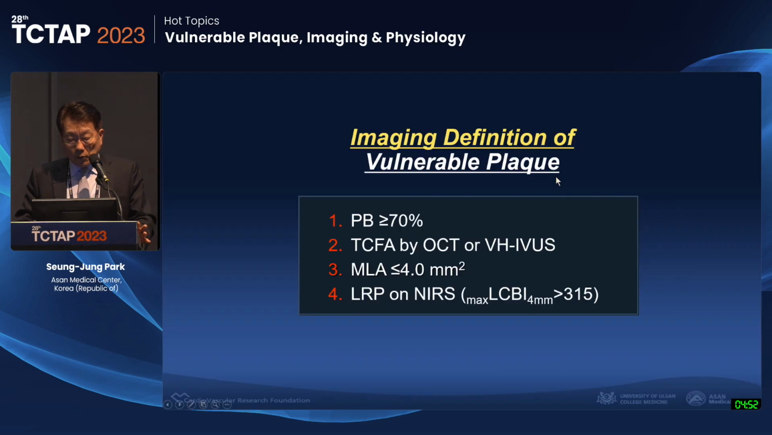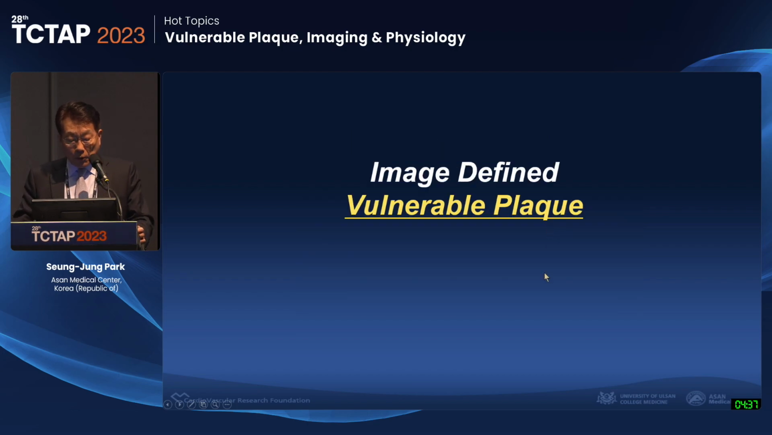And so imaging defined the vulnerable plaque by OCT and IVUS: plaque burden more than 70%, presence of a thin-cap fibroatheroma, minimal lumen area less than 4, and lipid-rich plaque, LCBI more than 315.